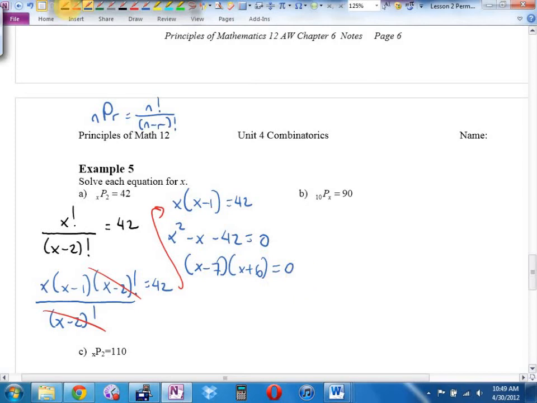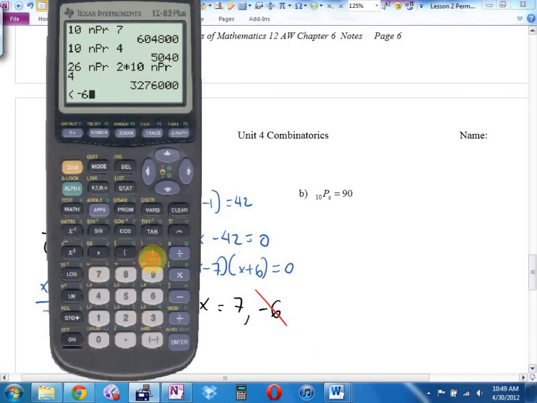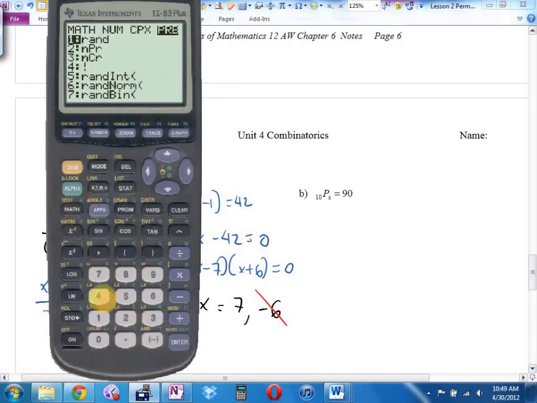What are the roots? Not quite done. Can I have negative 6 letters to pick from? Nope. Can't do a negative factorial. Negative 6. Error. Can't do a negative factorial because, Katie, you can't have negative 8 letters to pick from. Doesn't make sense.